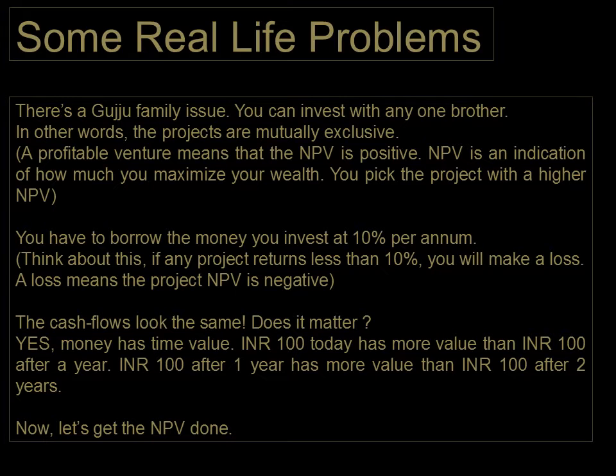Another problem, the money you invest, you need to borrow at 10% per annum. This 10% is your discounting rate or your cost of capital or the required return, the minimum required return. If the project returns less than 10%, obviously you make a loss. If it returns more than 10%, you make some good money.